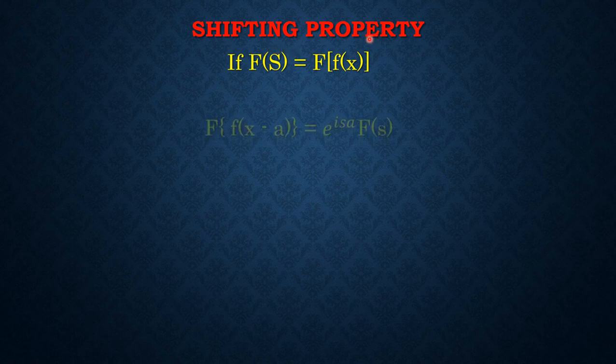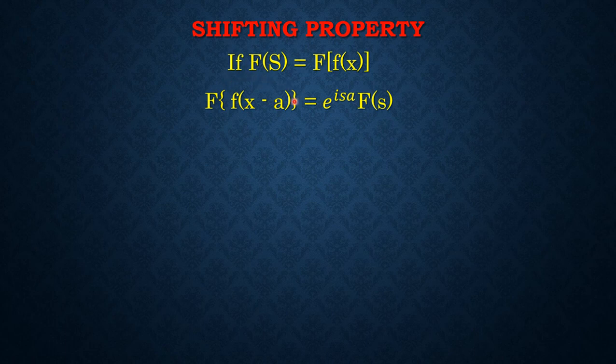Shifting property. The Fourier transform of the function f(x minus a) is equal to e to the power isa into F(s), where F(s) is the Fourier transform of the function f(x). That is, if we take the Fourier transform of the function f(x minus a), it is converted into e to the power isa into F(s).